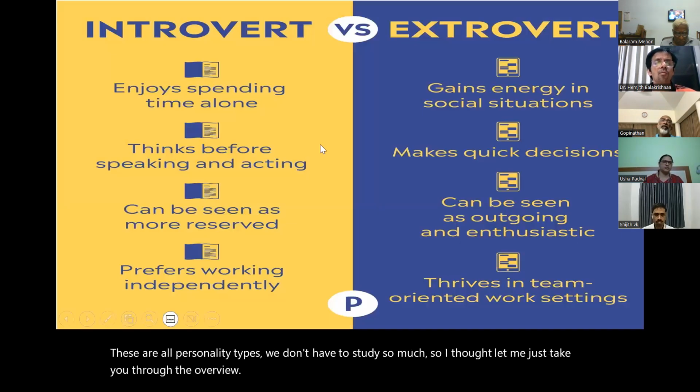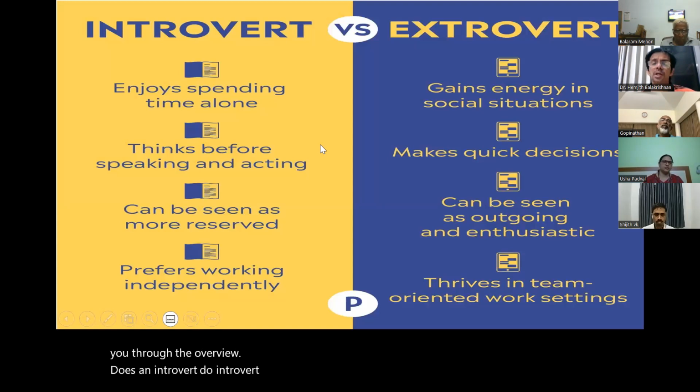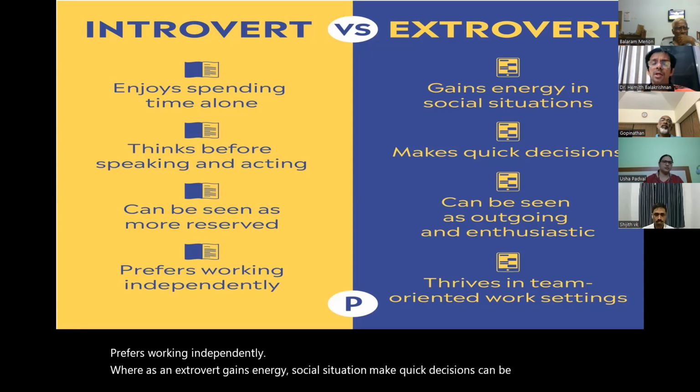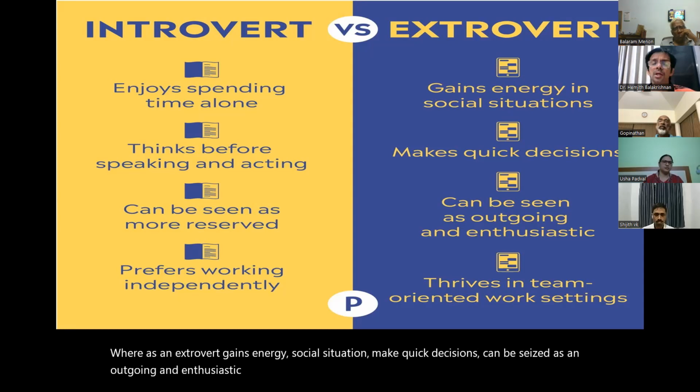What does an introvert enjoy? Spending time alone. We all know that. An extrovert may speak and act, can be seen as outgoing, gains energy from social situations, makes quick decisions, can be seen as enthusiastic, and thrives in a team-oriented work setting. Let us stop here for a moment.